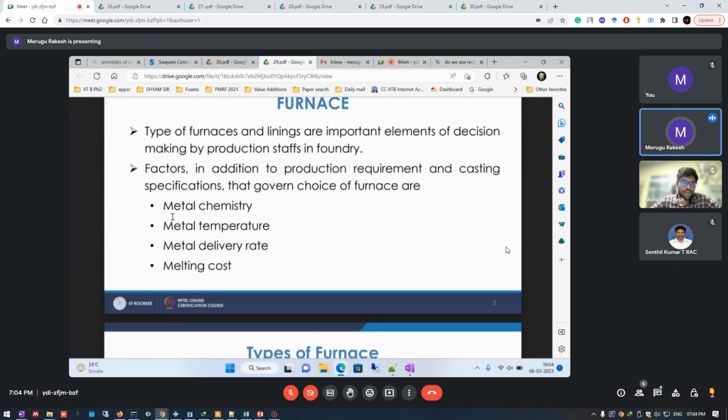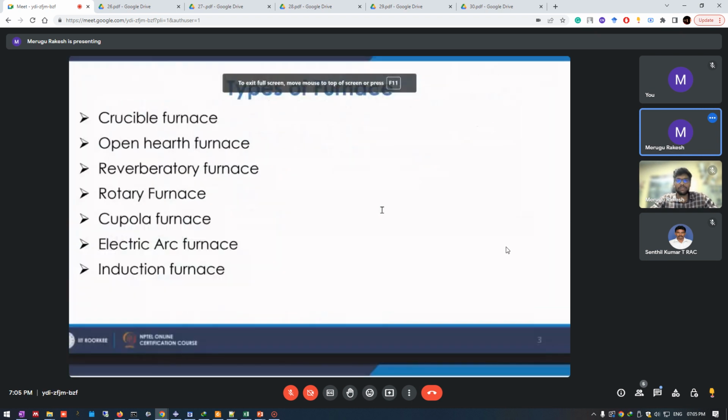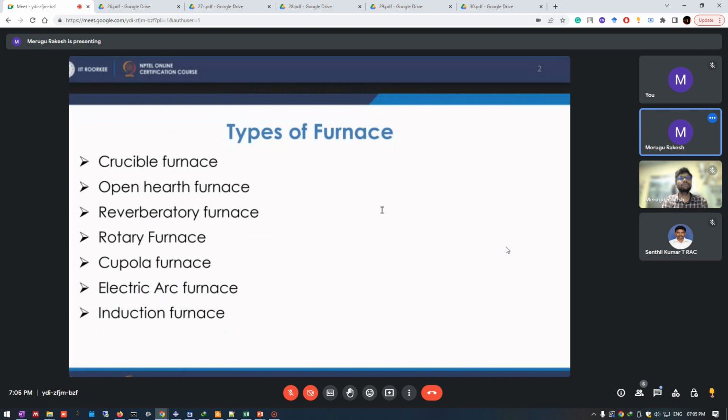Regarding these four things, I will discuss one small derivation in which we find the diameter of one furnace. So these are the different types of furnaces. The first one is the crucible furnace, in which we directly take a crucible and heat it with different types of fuels. The others are the open hearth furnace, reverberatory furnace, rotary furnace, pit furnace, electric arc furnace, and induction furnace. Okay, let us read one by one.